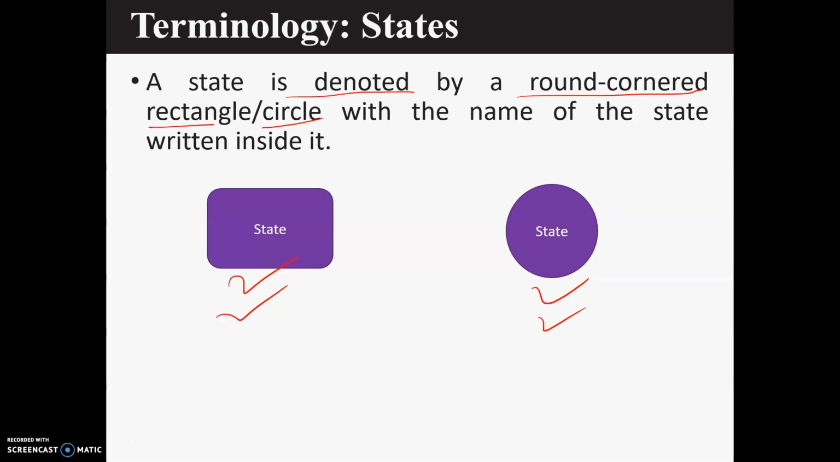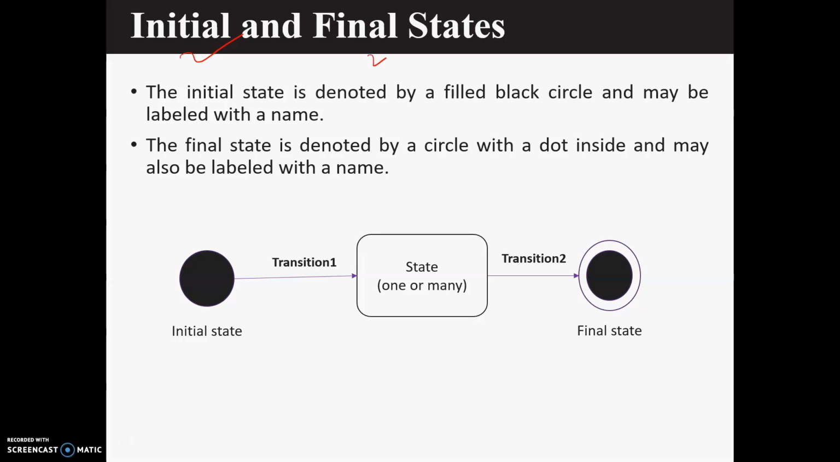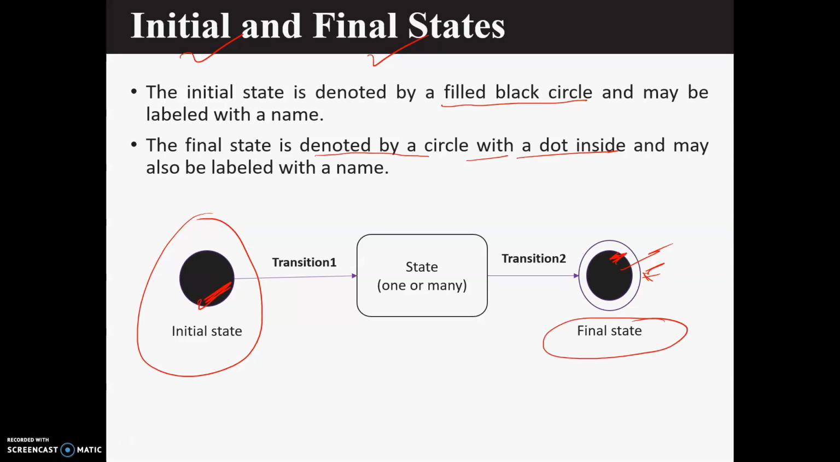Next is the initial and final state. This filled black circle represents the initial state. On the other hand, the final state is denoted by a circle with a dot inside. So this is the outer circle and this circle has a dot inside. So it is the final state.